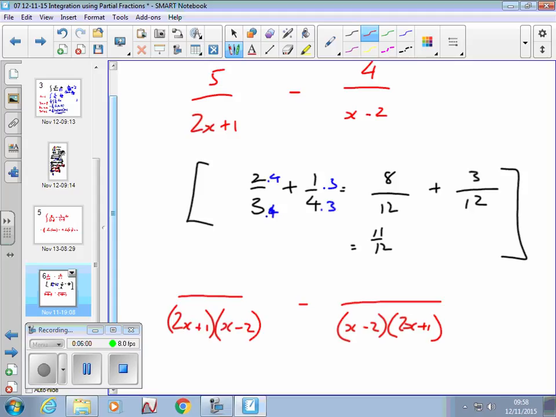I don't need to write them the other way. Exactly, I must do the top as well. So I take whatever the numerator is and multiply that by the top, the other one, x minus 2. Yep.